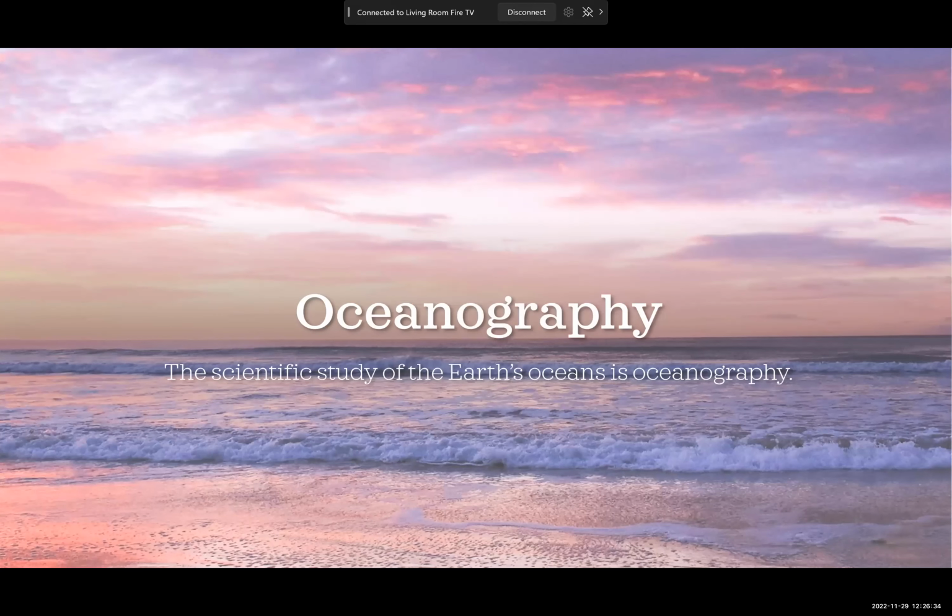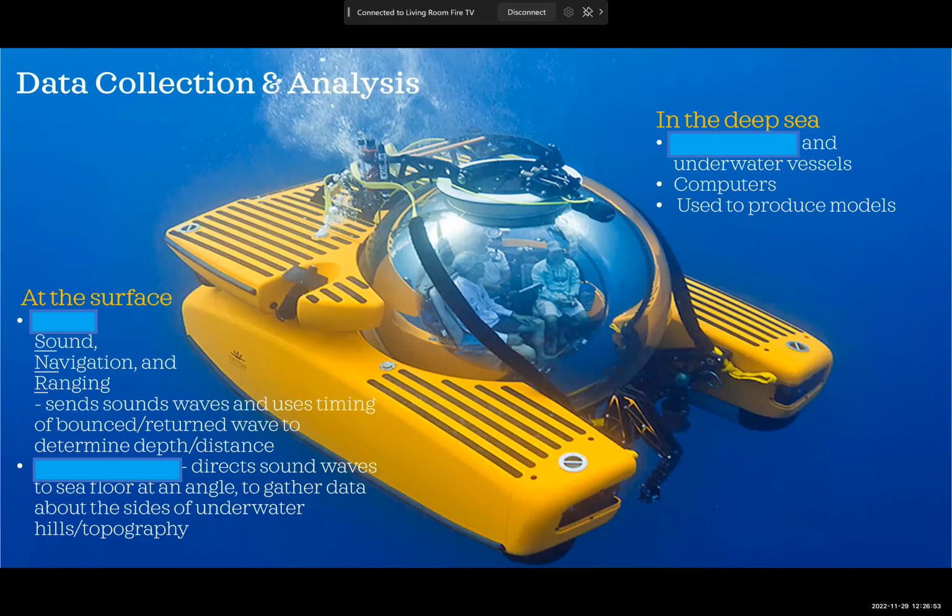Oceanography, obviously, is the study of the Earth's oceans. Graphy means to what? Alex? Normally to write. Yes, to write. So in this situation, it would be like to write or to map or to study, right? And obviously the ocean. All right, so we're going to talk about data analysis and collection. How do we collect our data?